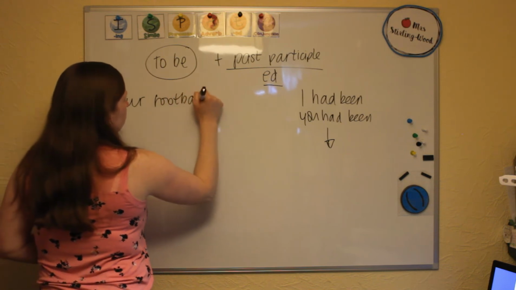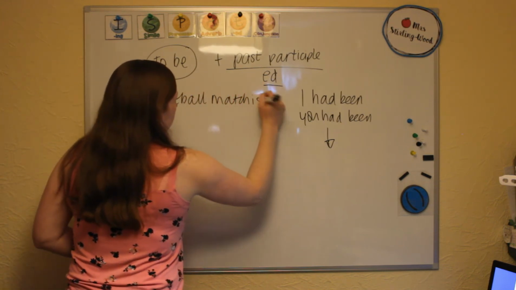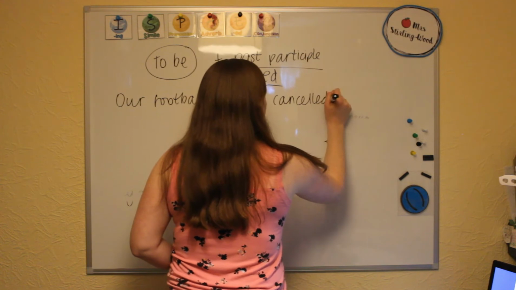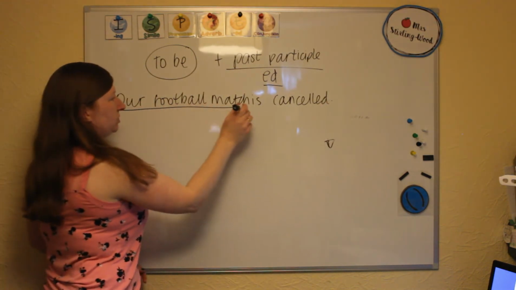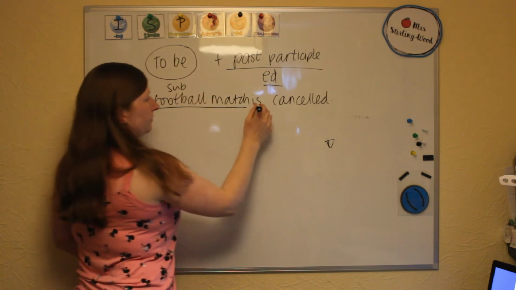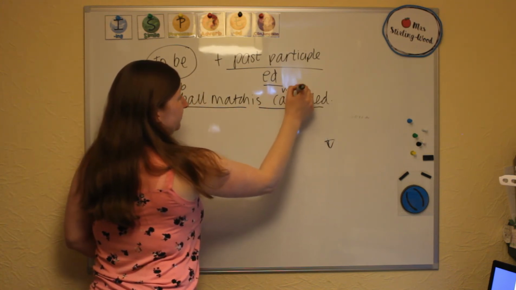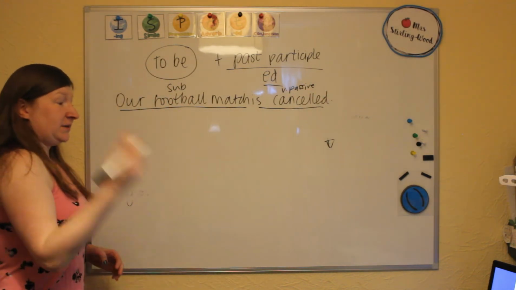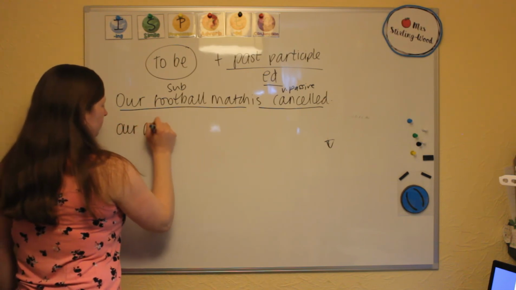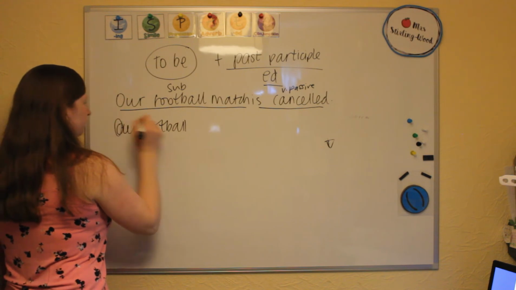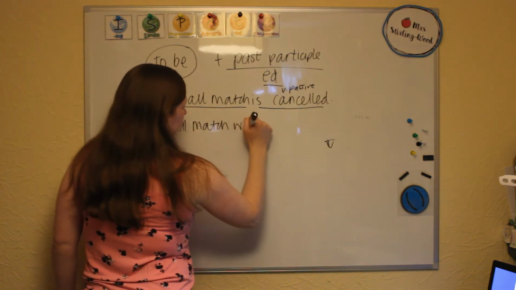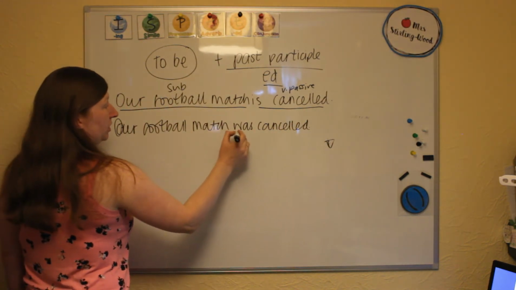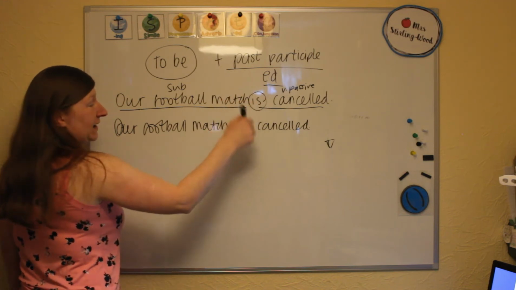Our football match is cancelled. So football match is the subject, is cancelled is the verb, so the passive, right? We could put it into the past tense. Our football match was cancelled. Again, same thing, but we've just got the was instead, it's knocking it back. Is now, was has already happened.